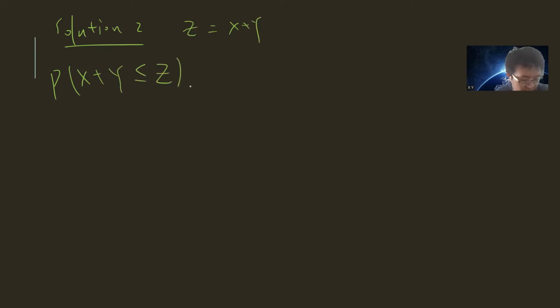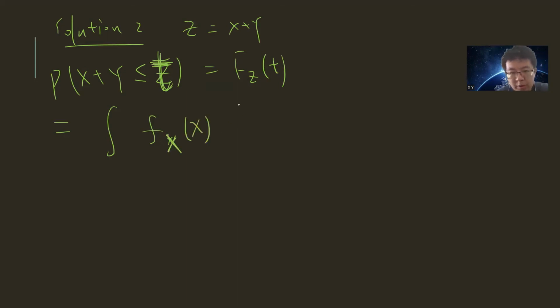Okay, so now let's talk about solution 2. Solution 2 is more systematic. Let's say Z equals the sum of two random variables, and you want to compute the probability of this being less than or equal to t. Let's call this F_Z(t). Now this can be written as the integral of the joint density function of x and y, dx dy.